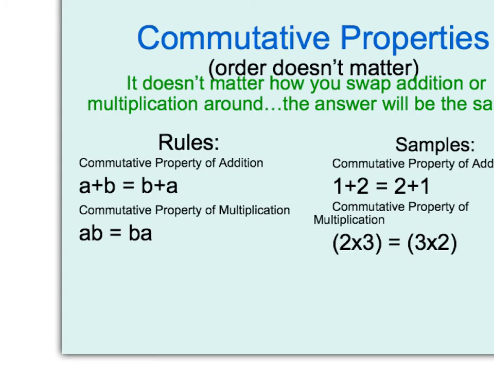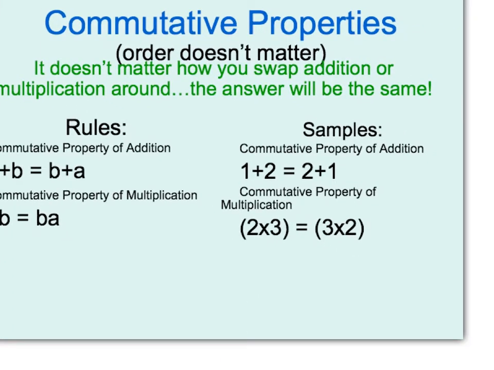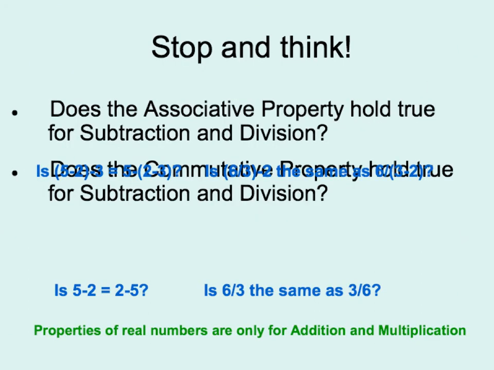And the examples that they give you, over here you want to write the examples down. 1 plus 2 is the same thing as 2 plus 1. Same thing with multiplication. 2 times 3 is 6, which is the same thing as 3 times 2. And that's called the commutative property. And your job is going to be to identify which properties are being used.